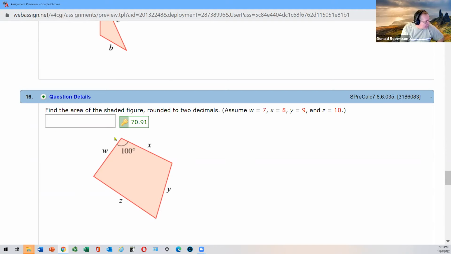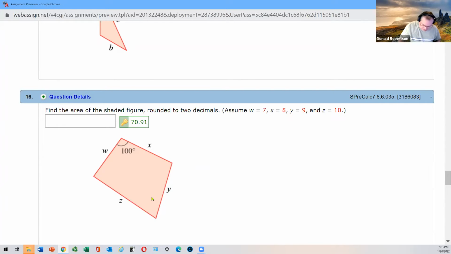And I know W is 7 and I know X is 8. So can't I just do the half AB sine C and get the top triangle? I also know that Z is 10 and Y is 9. And remember my invisible line. You might say, well, that is not going to work for me because I do not know this angle. Agreed?